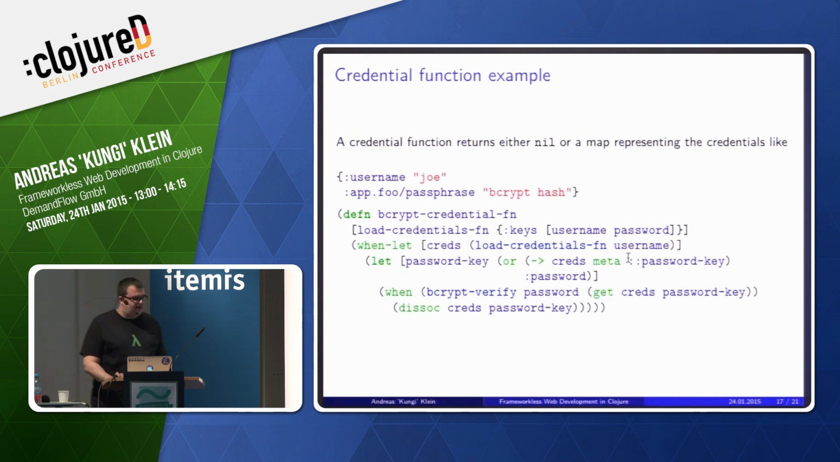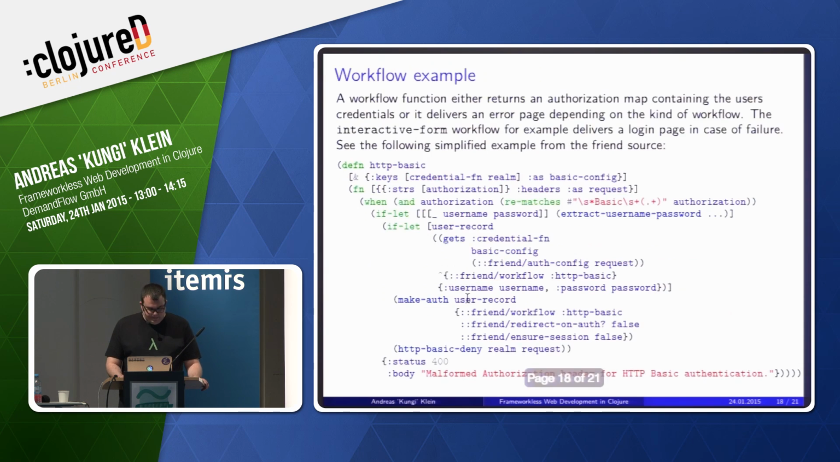Exactly. So this is how you can validate a bcrypt hash password. You have this load credentials function, which might, for example, access your database and select the username and password record. Then it just loads the credentials here and uses a password key, selects it from the metadata, and then uses bcrypt verify to verify the password. You can also just return true if you are into that kind of stuff. You can do basically whatever you want for authentication.